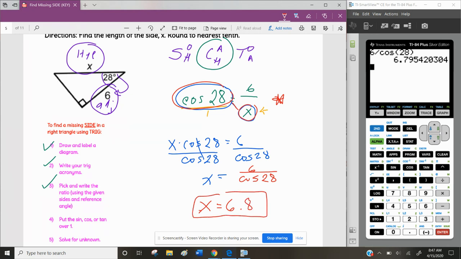And notice that that dimension, that length, should be longer than 6. Since the hypotenuse is the longest side, our hypotenuse should be longer than 6.